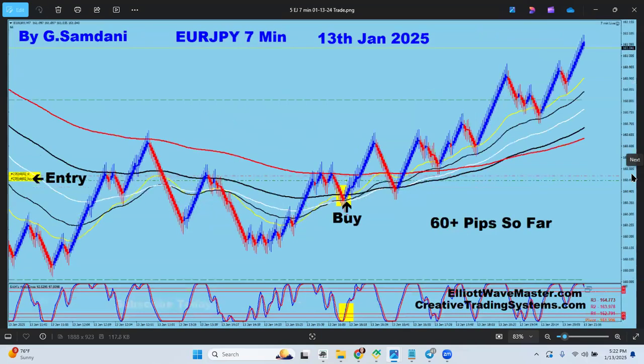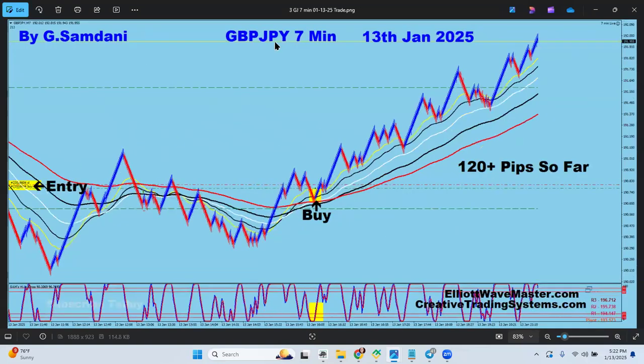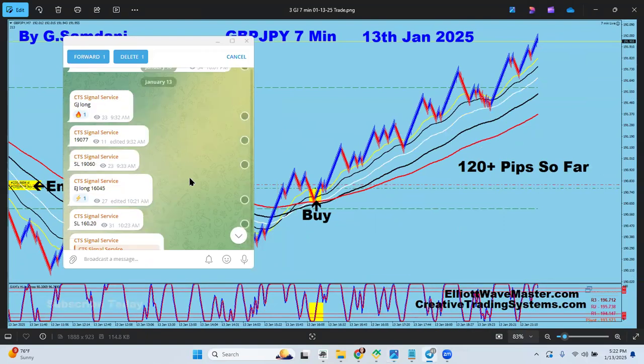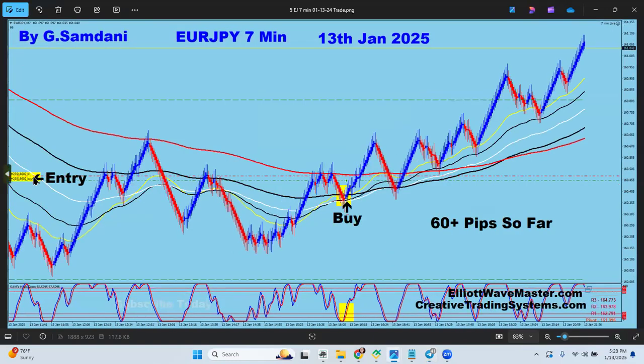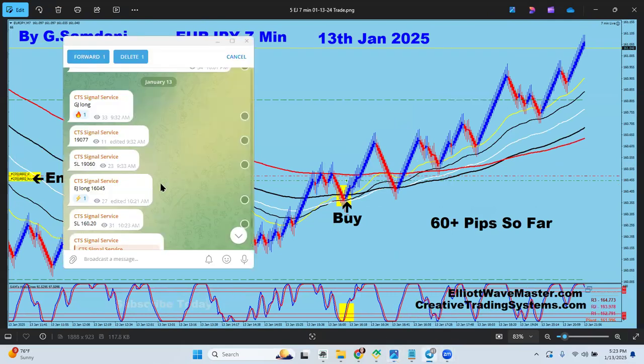And then other trades, for example euro yen for 60 pips, and pound yen for 120 pips. These two I called on the Telegram here. You can see GJ long at 190.77, which is right there, my entry here. EA took that entry as well. EA long EJ, euro yen, at 160.45, and you can see that was this chart. You see this entry here, 160.45. This is the entry for 60 pips, and the other one is for 120.